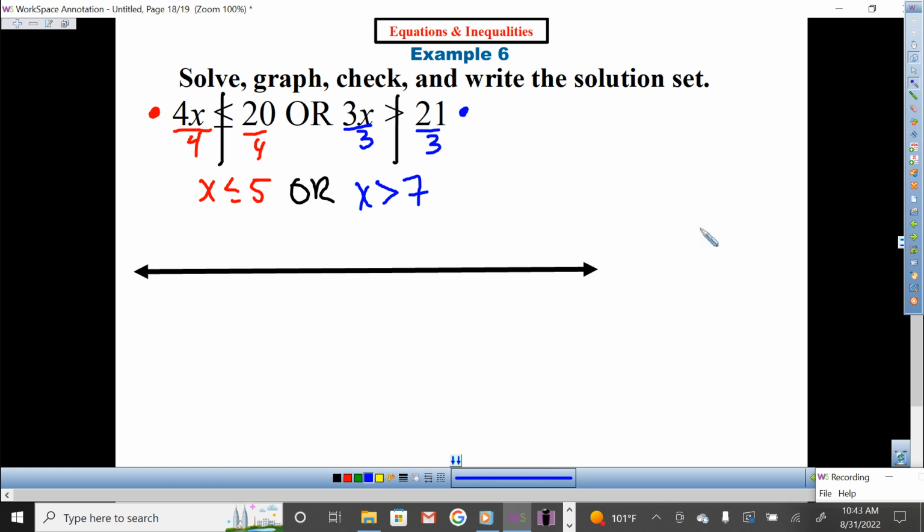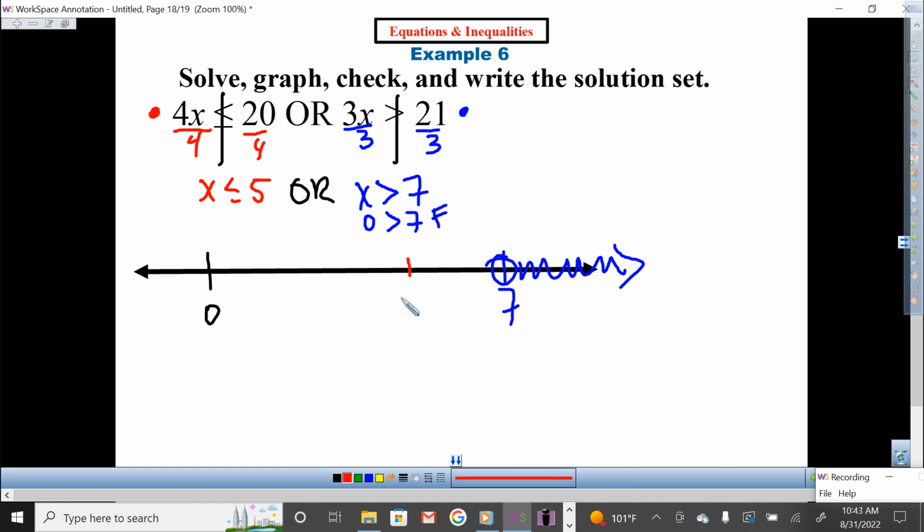Since both of them are positive, that means my 0 is going to go towards the left, so it can leave me space over here. All right, so I'm going to start with the blue one. 7, open point. I'm going to test 0. Is 0 greater than 7? No, it's false, so I'm not going towards 0. I'm going to go in the opposite direction.